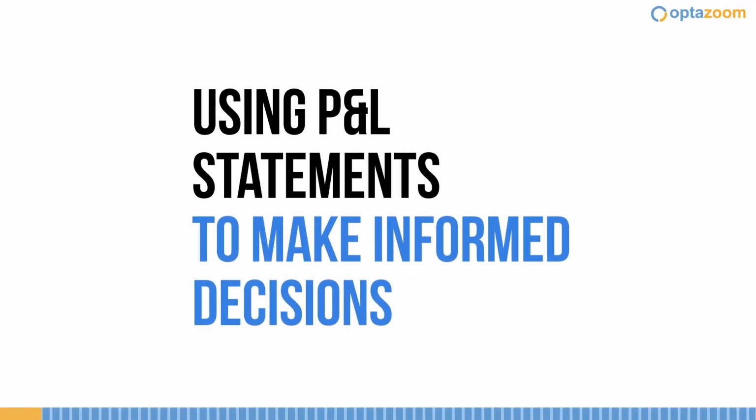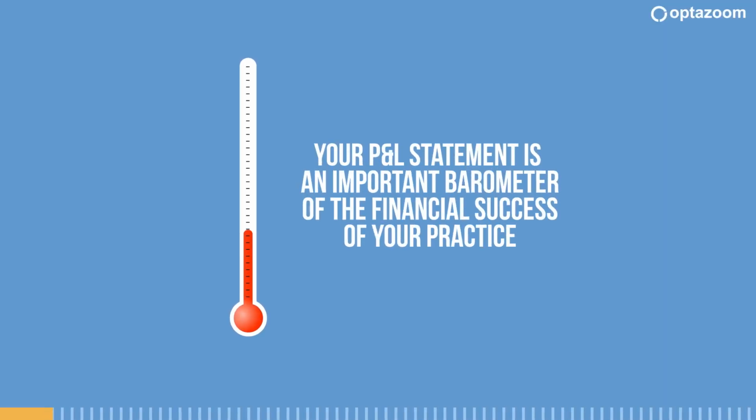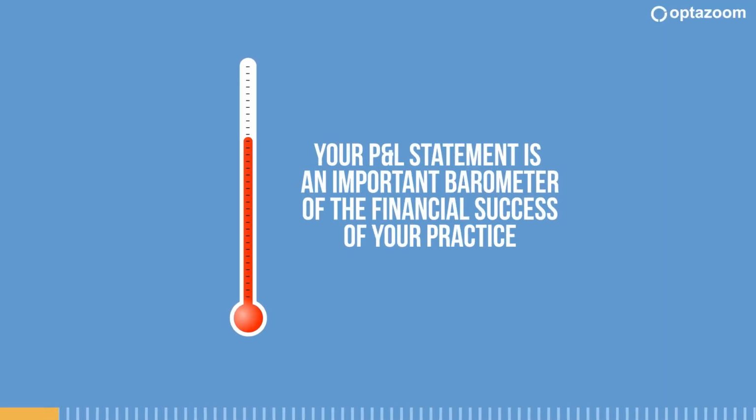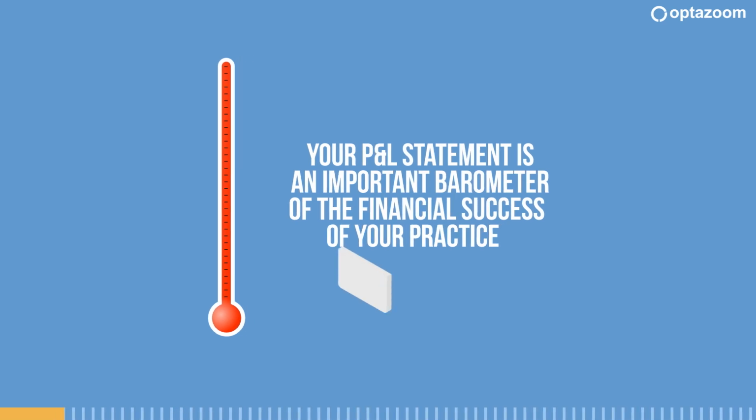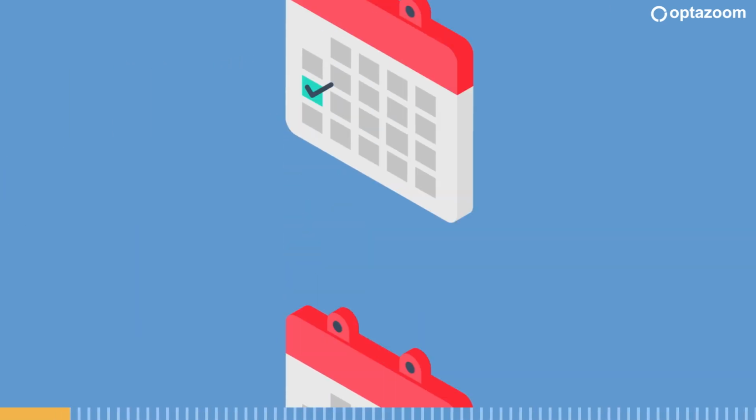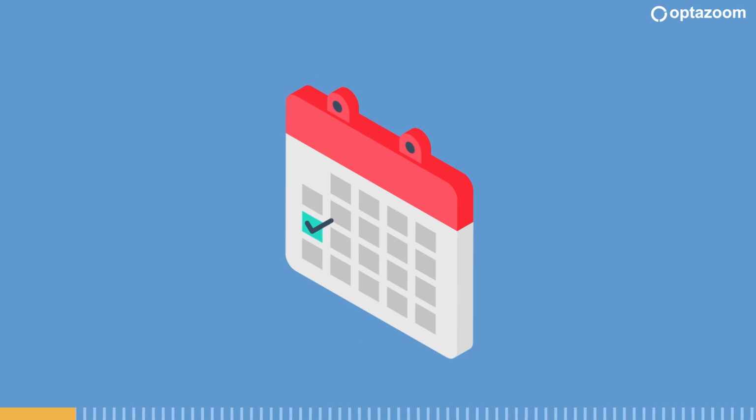Today I want to talk about how to use your P&L statement to make informed business decisions in your optometry practice. One of the most important parameters of your practice's financial success is the profit and loss statement. You should review it at least once a month or more. Your accounting software, such as QuickBooks or your CPA, should be able to produce it easily.